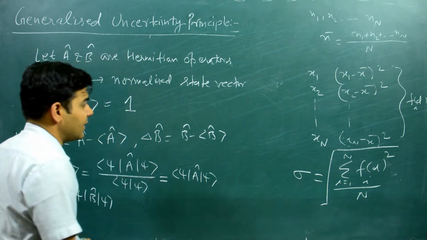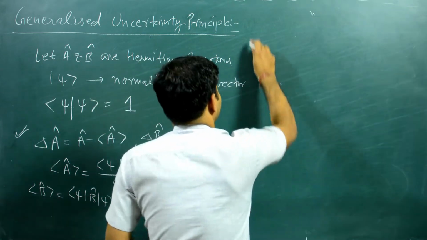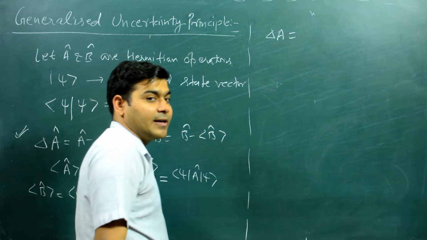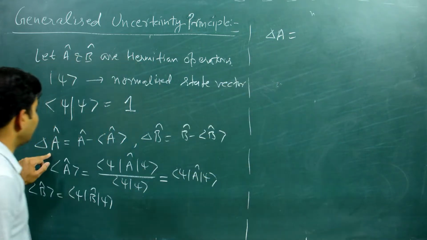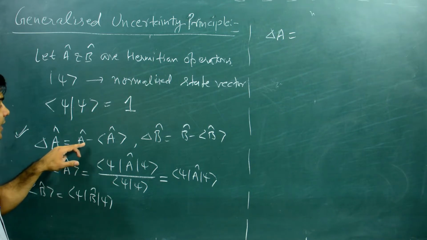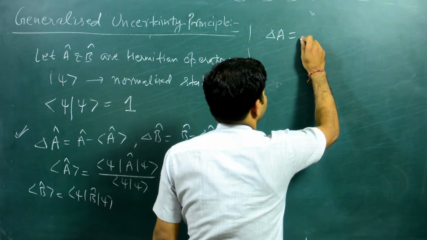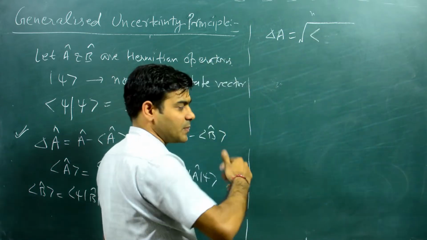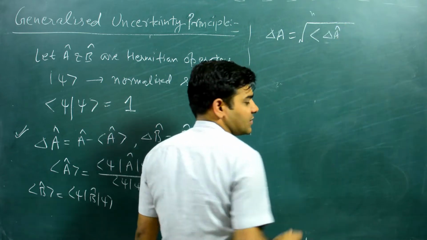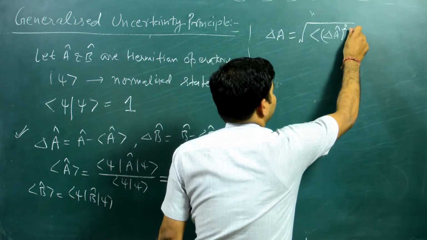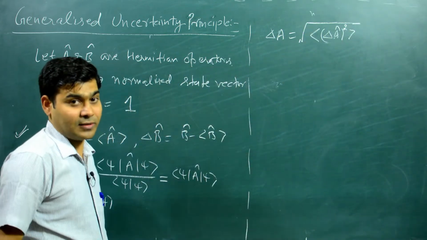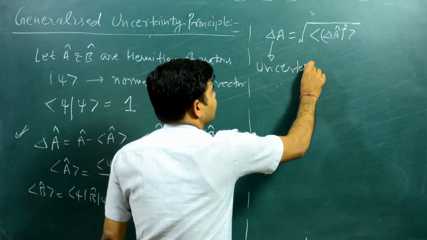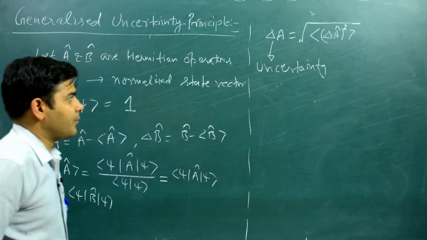So let me rub this portion. Uncertainties are defined as delta A hat, for example. Oh, sorry, not delta A hat, delta A. We are representing the uncertainty by delta A, and delta A hat was the deviation of the value of A hat from the expectation value. So delta A is defined, in the same fashion, as the square root of the average, where the average will be replaced by the expectation value in quantum mechanics. Delta A hat represents the deviation; we take the square of the deviation, then the average value of this, and the square root of that is the standard deviation. In quantum mechanics, this standard deviation is known as uncertainty in measurement. Okay, fine.